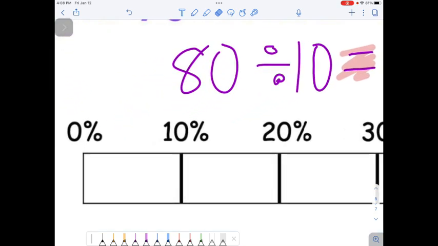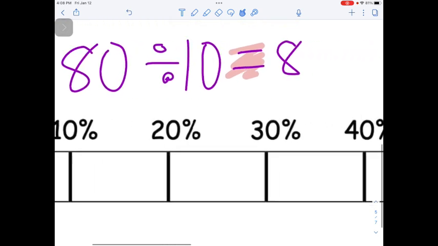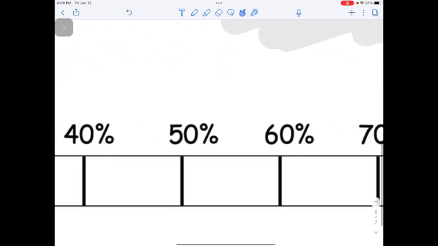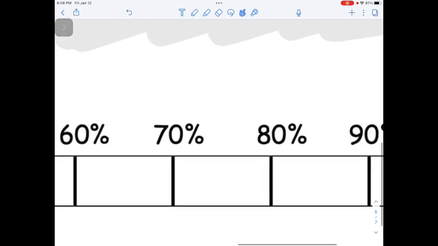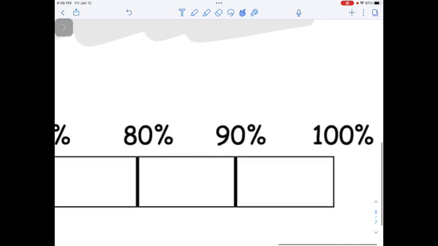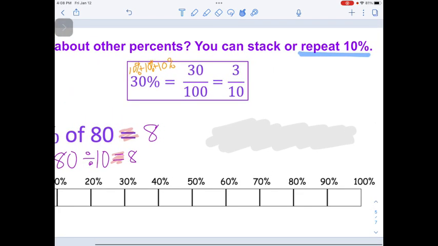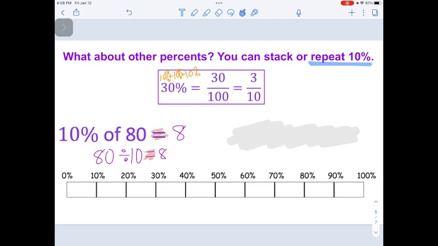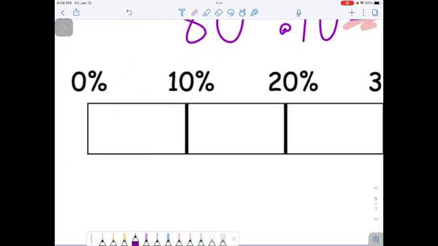So there's 0, 10, 20, 30, keep on going, 40, 50, 60, 70, 80, 90, and 100. Okay, we just said that 10% of 80 is 8. So I'm going to put 10%, underneath that 10%, I'm going to put 8. Underneath 0%, I'm going to put 0, because 0% means nothing.